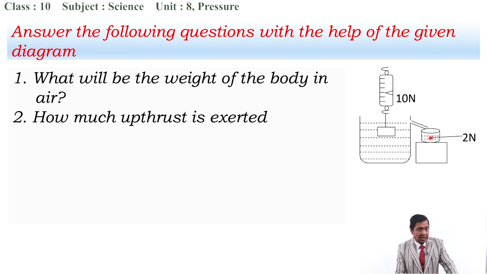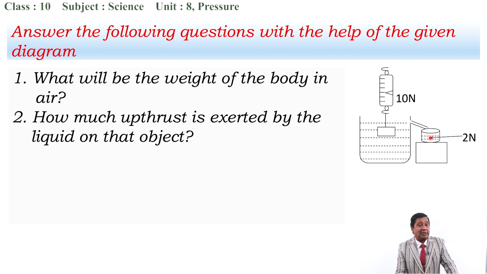Now next, how much upthrust is exerted by the liquid on that object? What is the value of upthrust? According to Archimedes' principle, upthrust is equal to the weight of displaced liquid. Here the weight of displaced liquid is 2 Newton, that's why upthrust must be 2 Newton. We can answer this way.